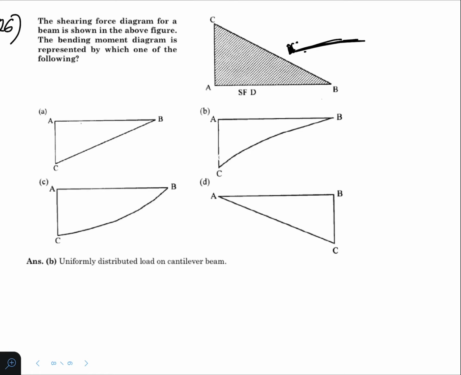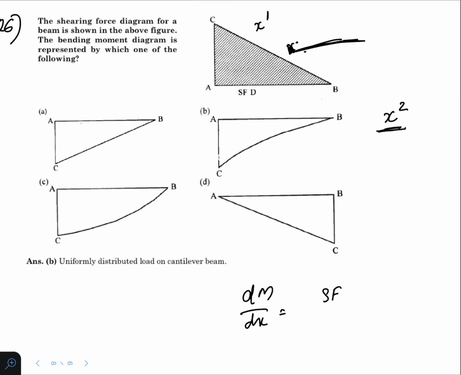Okay, since this is in the form x raised to 1, we should have the bending moment as x square, or a square parabola. Okay, there is one important point we have to check. See, we have dM by dx is equal to shear force.